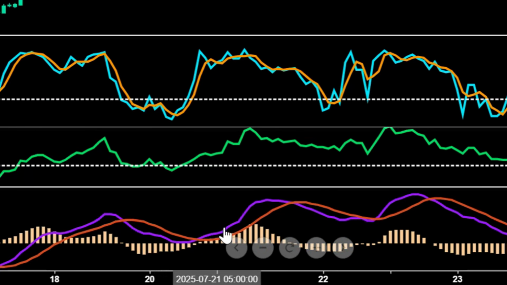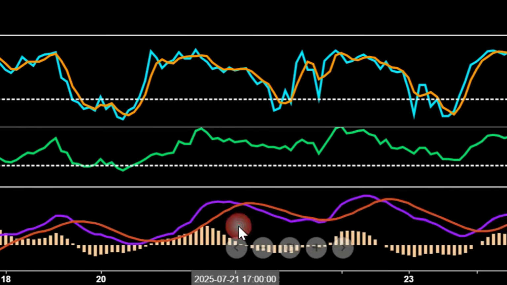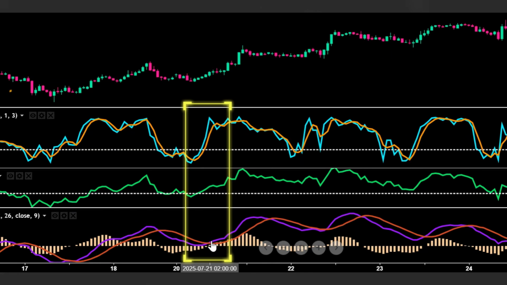The buy signal is triggered when the MACD line crosses above the signal line, and at the same time, the histogram starts rising. This shows that buying pressure is increasing. If everything lines up, we enter a buy trade with confidence.